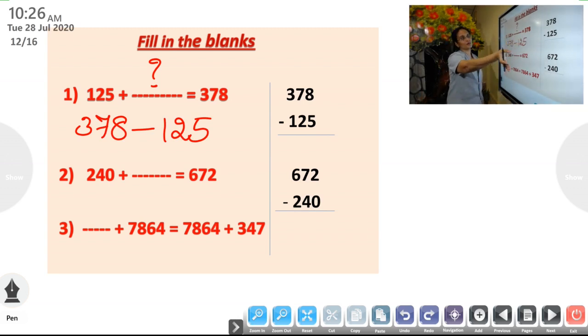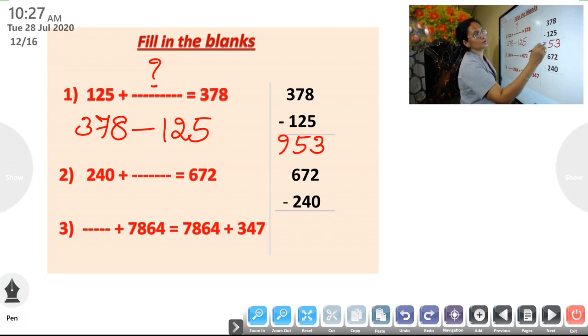So subtraction you can do in the working space. 378 is the sum minus 125. Okay, 8 minus 5, you know, subtraction you have to do backward counting. 8 minus 5, 7, 6, 5, 4, 3. Then 7 minus 2, 6, 5, 5. Then 3 minus 1, 2. So what is 378 minus 125? It is 253. So you have to write that answer here, 253.